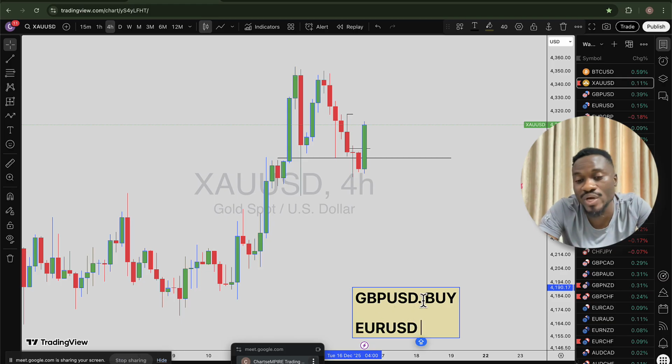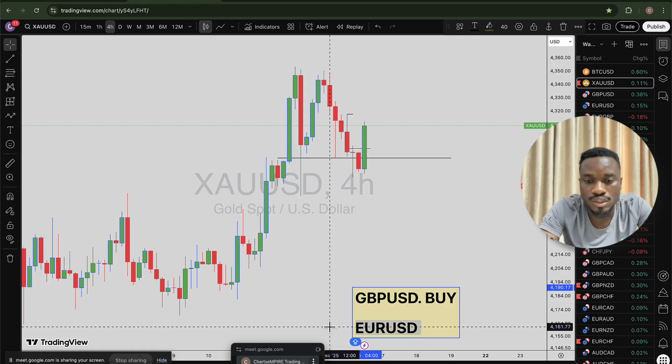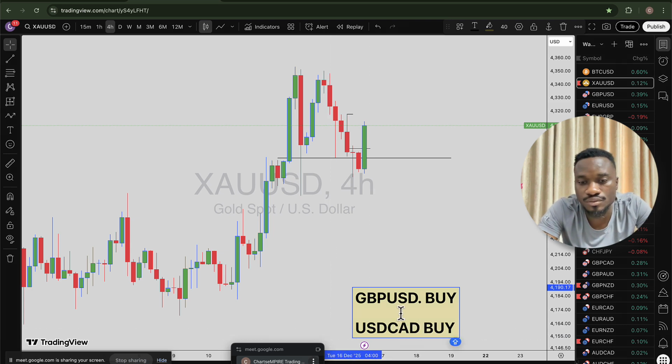If you are buying GBP USD and you are now buying USD like USD Canada, this is a wrong trade. You are buying GBP USD at the same time you are buying USD Canada. You are doing the wrong thing. Why? Because if you are buying GBP USD, you believe USD is weak. So instead, you should be doing what? Sell on USD. If you are buying GBP USD and at the same time you are buying USD, that means you don't know what you are doing. Because if you are buying GBP USD, you believe USD is weak. That is why you are buying GBP USD. So why are you now buying USD against Canada?